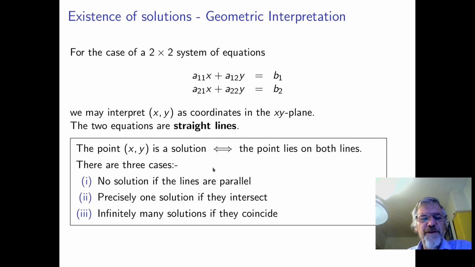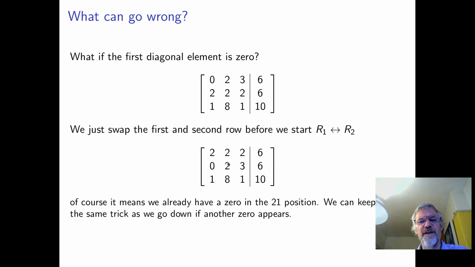It's also possible that there's no solutions, in which case if the lines are parallel, then they don't cross at all. And if the lines are actually the same line, of course they could be in disguise because one equation might be, say, twice the other equation, but if they come out to be the same line, then there are infinitely many solutions. With Gaussian elimination, you can see those cases as well when you try and reduce to the lower triangular form. So let's just look at a few things that can go wrong.